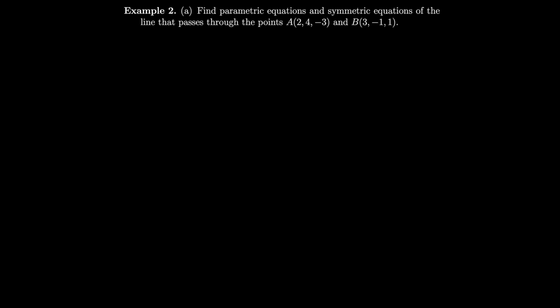As another example, let's find parametric equations and symmetric equations of the line that passes through these two points, a and b. Notice in this case they did not give us the parallel vector v, so we'll have to construct it. We can write that v equals the difference between these two points. A vector through two points is what you get by subtracting. So we take 3 minus 2, minus 1 minus 4, and 1 minus minus 3. That just equals 1, minus 5, 4.